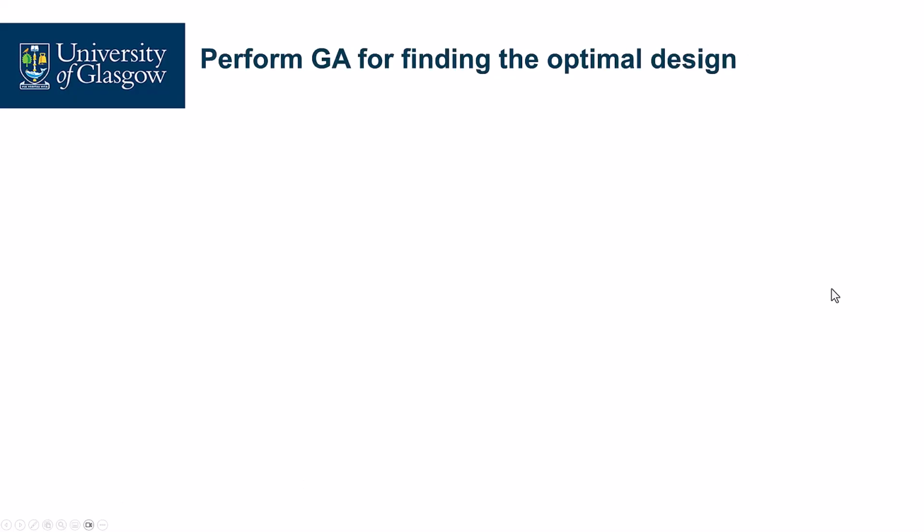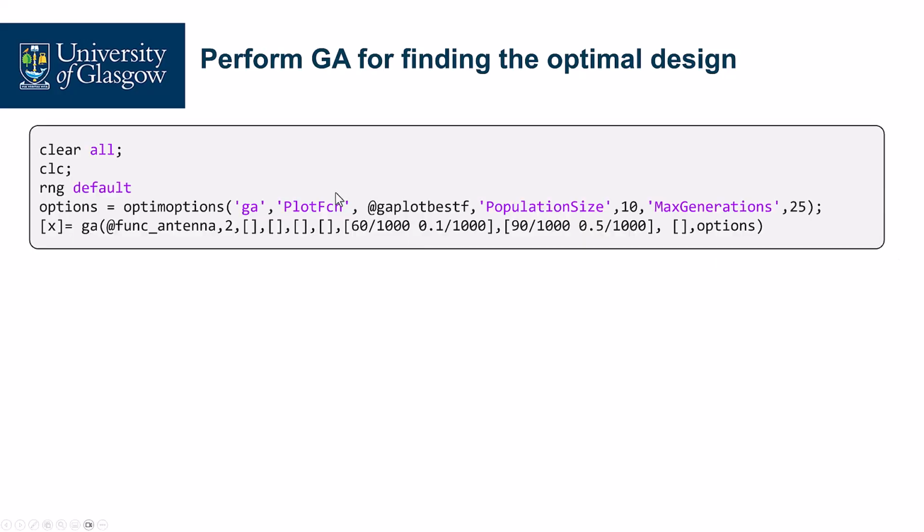Then we need to use GA to solve this design problem. So how to write the code? We can write it like this. We can first set the optimization options. These are for plotting. We have seen it before, but here I add two more things. We define the population size to be 10 and the maximum generations to be 25.